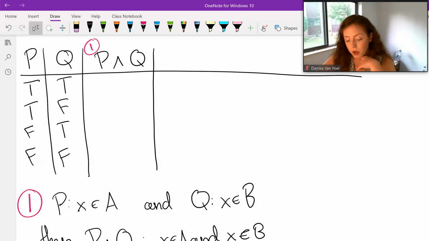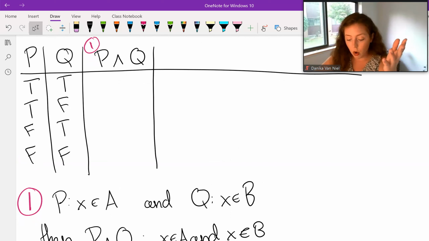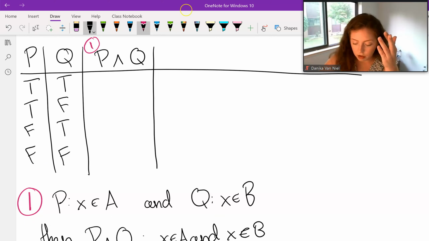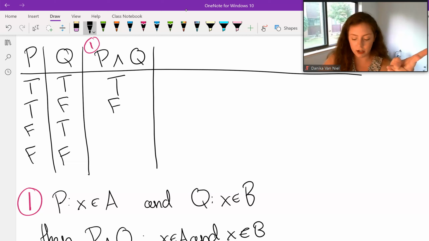So when is it true that X is in A intersect B? Well, it has to be that X is in A and X is in B, both at the same time. It can't be that X is just in A, but it's not in B, or vice versa. So this first line, we have that it is true that X is in A and X is in B, so then it's true that X is in the intersection. Here X is not in B, so it's false. It can't be in the intersection. Similarly here, and of course down here.